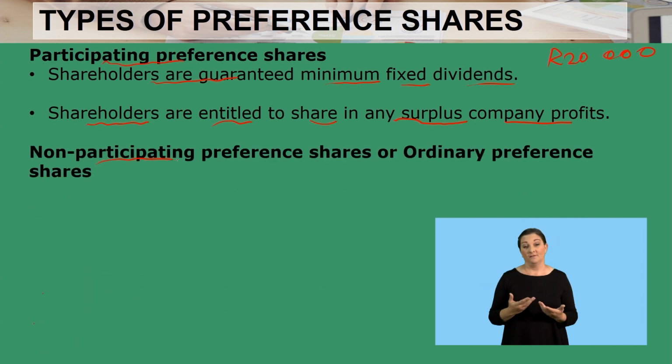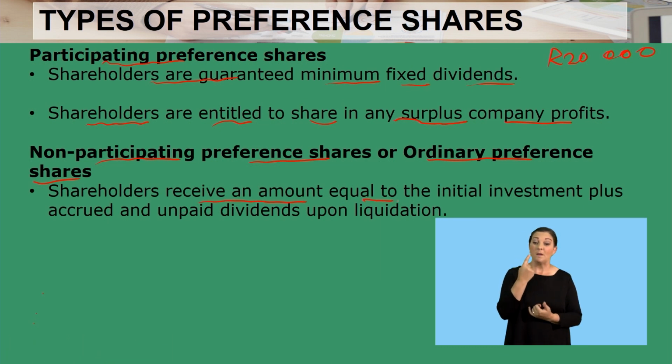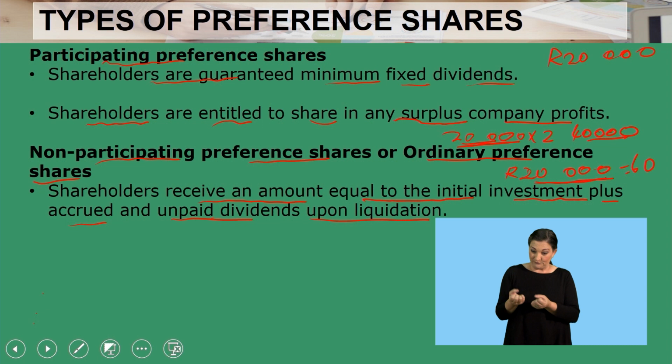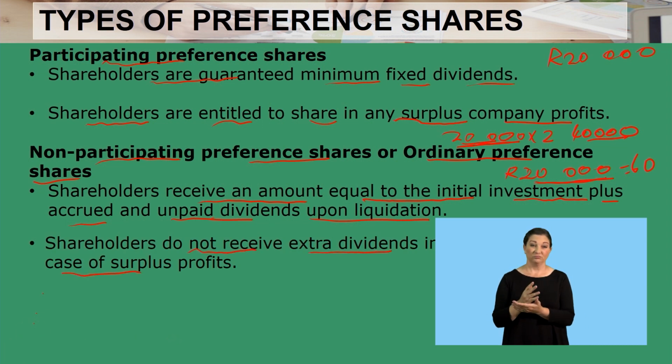And then we also have non-participating preference shares, or ordinary preference shares. What do we mean by that now? These shareholders receive an amount equal to the initial investment plus accrued and unpaid dividends upon liquidation. So if they invested 20,000 when they were buying their shares, in a case of liquidation, they will receive the 20,000 plus the unpaid dividends through the investment period with the company. So if maybe they were unpaid 2 times, meaning 20,000 times 2, which would make 40,000, then they'll receive the 40,000 for the 2 unpaid dividends plus the 20,000 that was invested, and that would mean they would receive 60,000. Then, shareholders do not receive extra dividends in a case of surplus or profits.